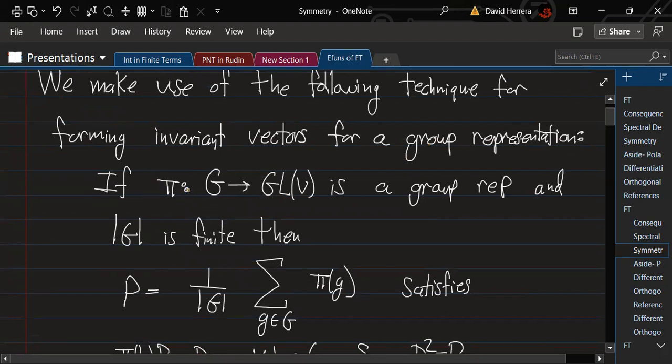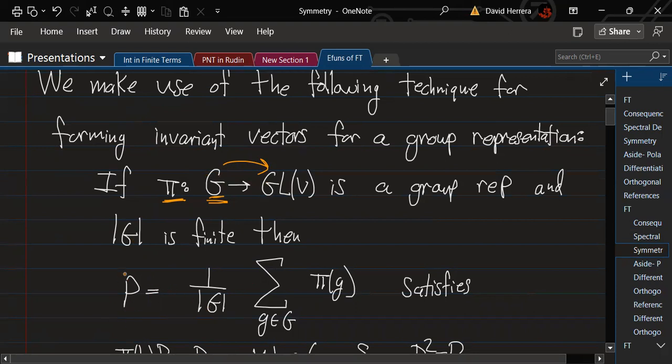Anyway, if you have a group representation, we have a group, some collection of things that you can multiply and take inverses for. And what you have is a group representation which takes each of these abstract things and turns them into matrices in a way that respects the properties of the group, the multiplication rules. We're going to assume that the group G is finite. So this absolute value means the number of elements of the group.